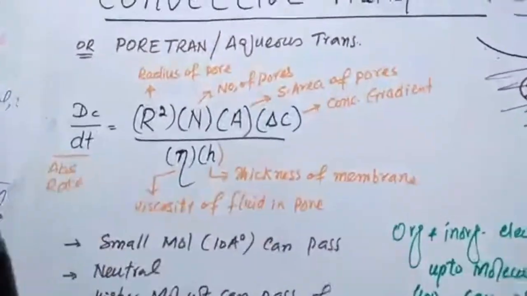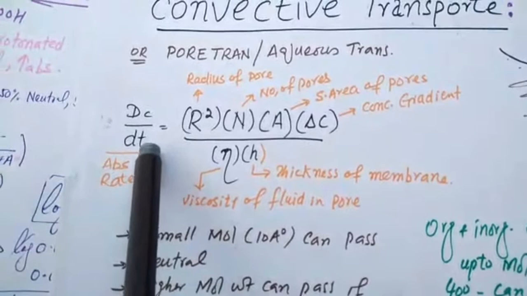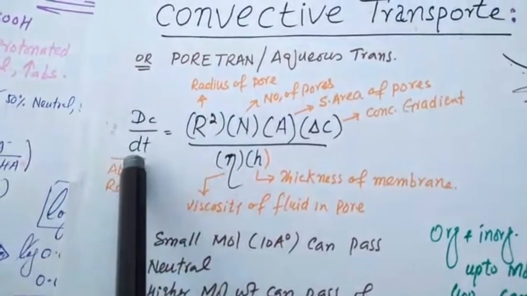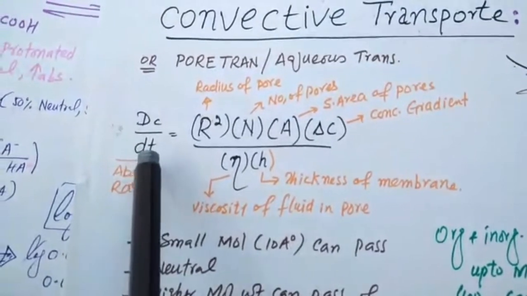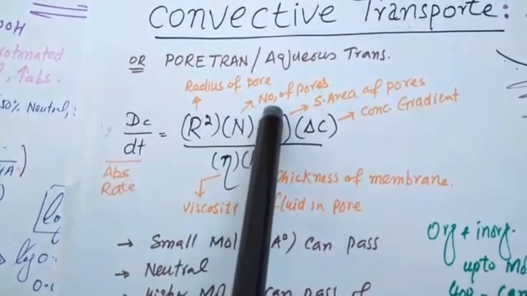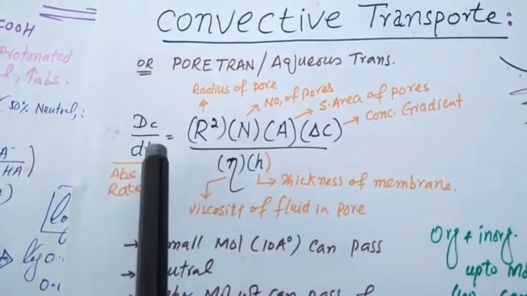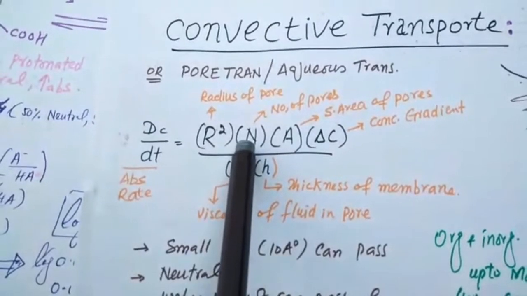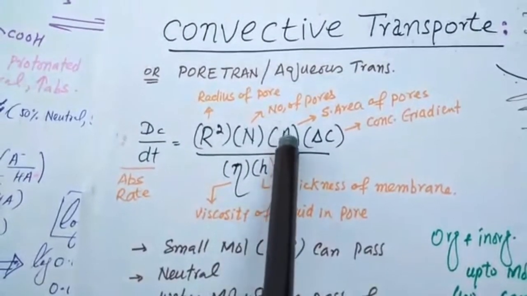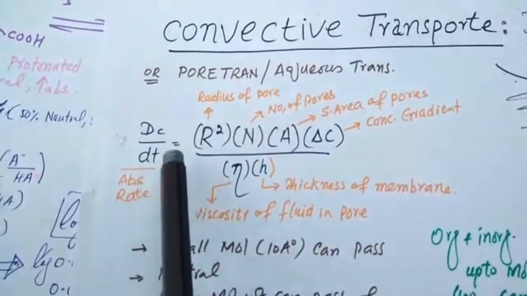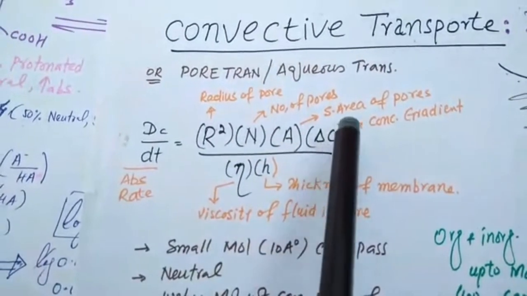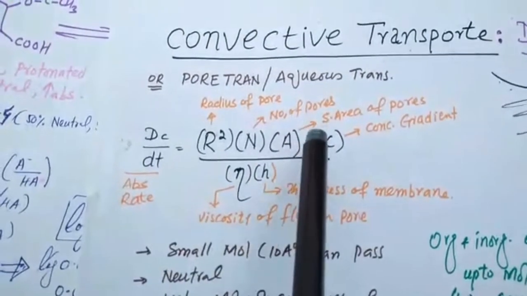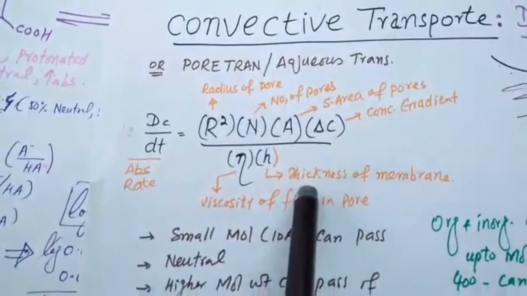So the rate of absorption is directly proportional to the radius of the pore. Greater the radius, greater will be the absorption, because the drug moves along with the solvent. If the number of pores is more, greater drug will be transported, and if the number of pores is less, lesser drug will be transported. If the surface area of the pore is greater, the rate of absorption will be more. If the concentration gradient is more, again the rate of absorption is more. Without energy, the drug will transport from higher concentration to lower concentration.